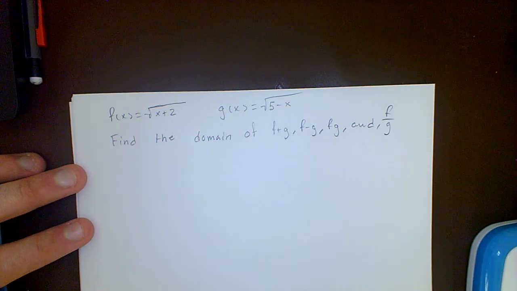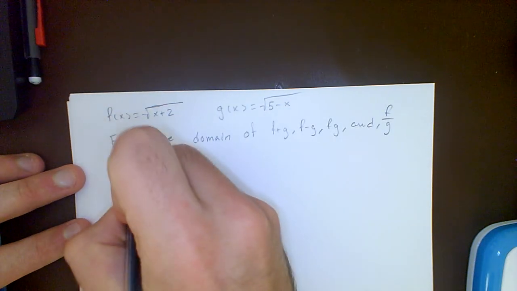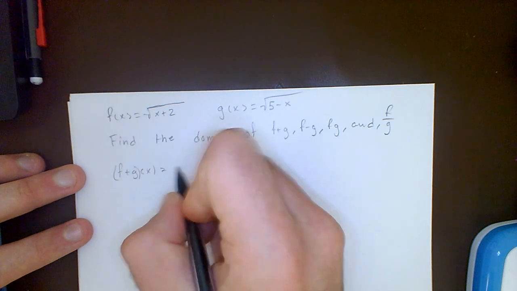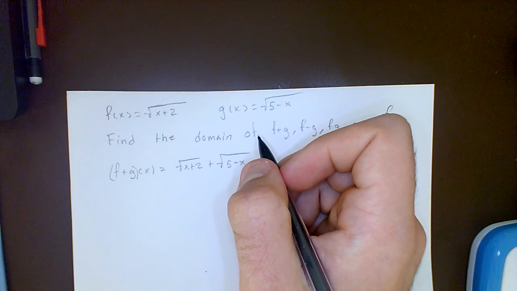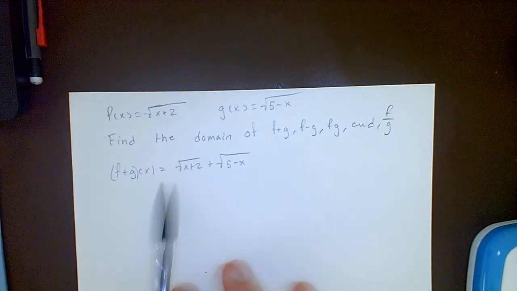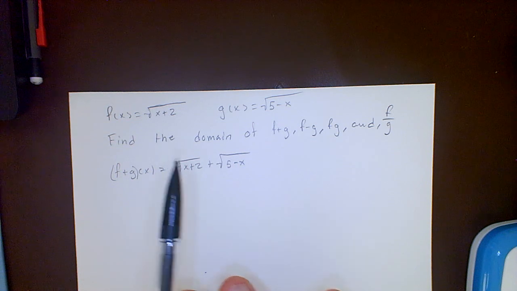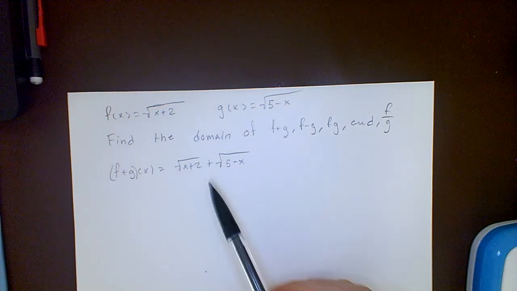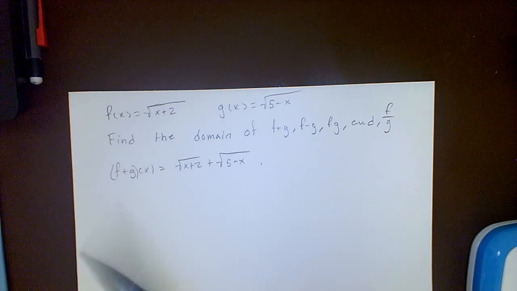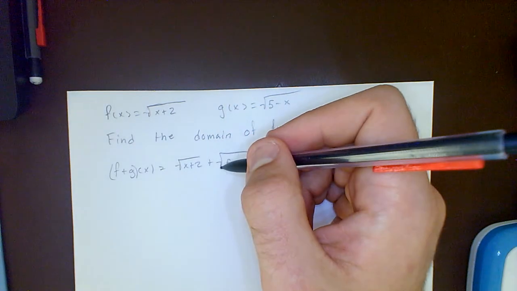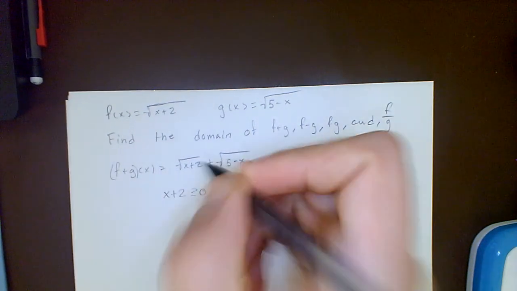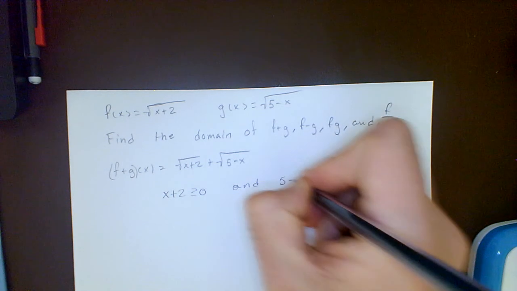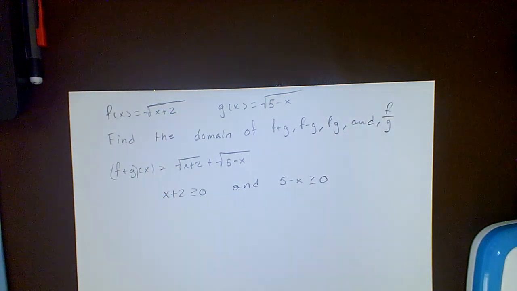Okay, so let's do the first one, f plus g. First we should probably figure out what f plus g of x is. Well, it's the square root of x plus 2 plus the square root of 5 minus x. So we have two square roots here, so remember that we cannot put negative numbers into the square roots, right? So since we have two of them, we actually have two different domains that we need to consider. So for example, x plus 2 has to be greater than or equal to 0, and 5 minus x has to be greater than or equal to 0. Right, because I need non-negative numbers in both of these square roots.